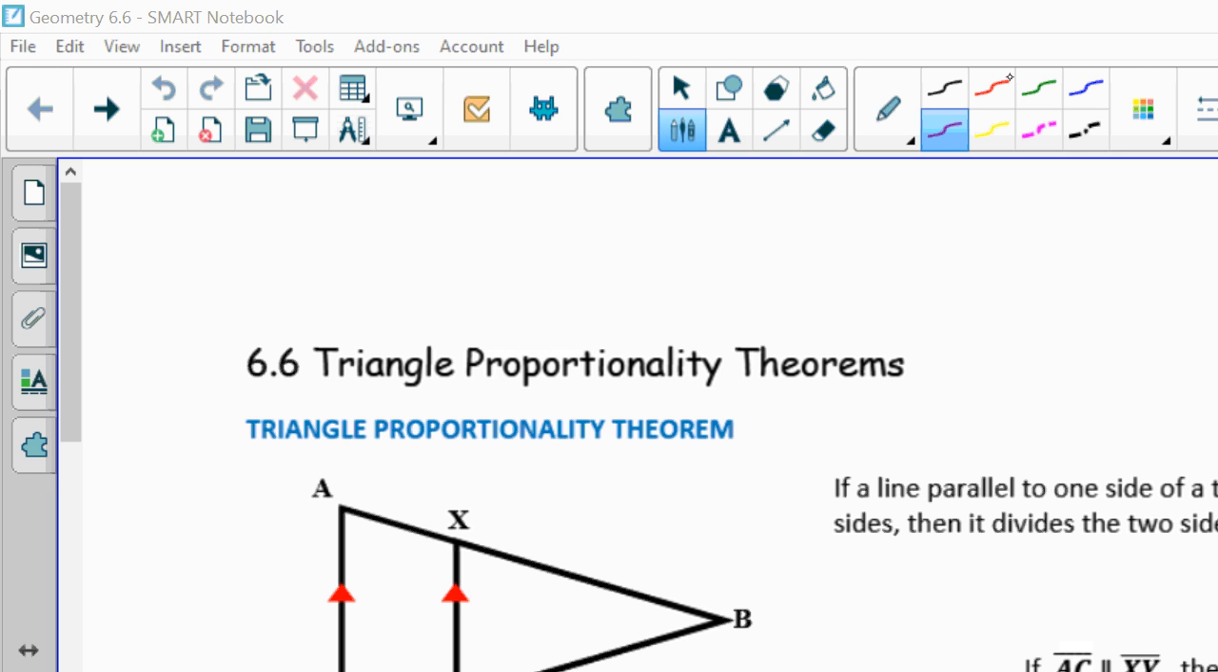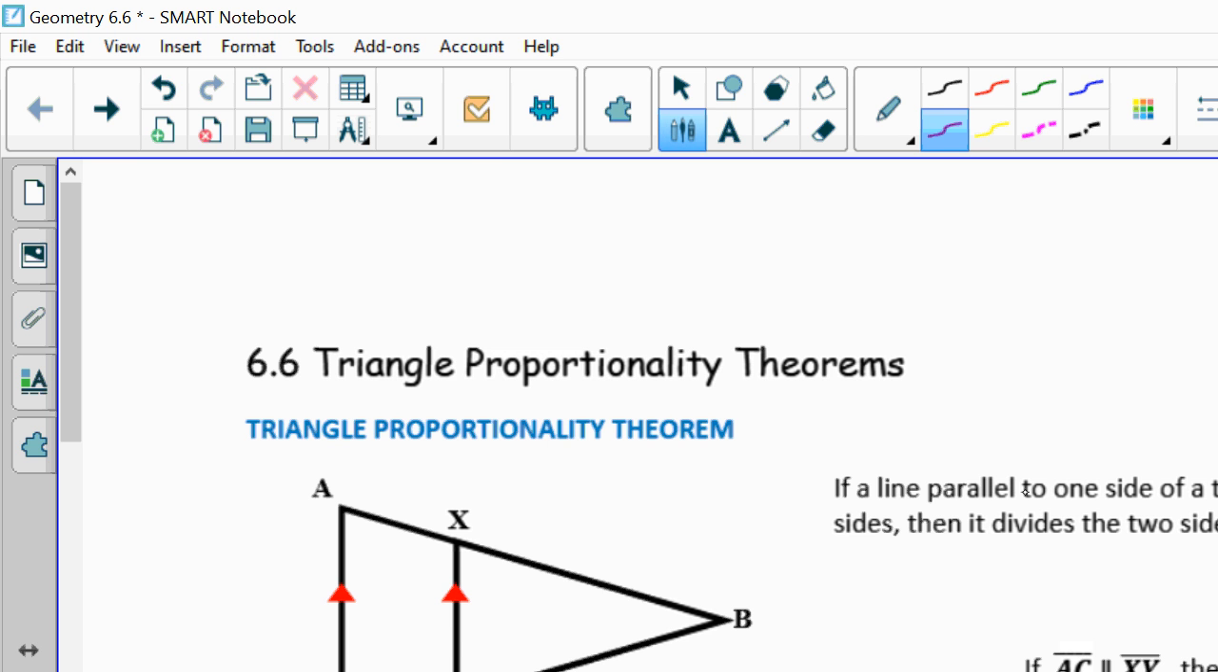So in this picture, we have triangle ABC and triangle XBY. It says if line AC is parallel to line XY, then the two sides that it intersects, it divides those two sides proportionally. So the first side that it intersects would be BX, so then I could say BX over that same one, XA, would equal the other side, BY, over YC. Okay. So that's what the triangle proportionality theorem tells me.